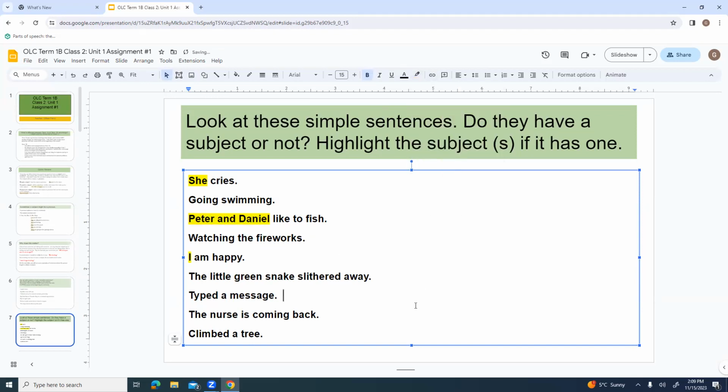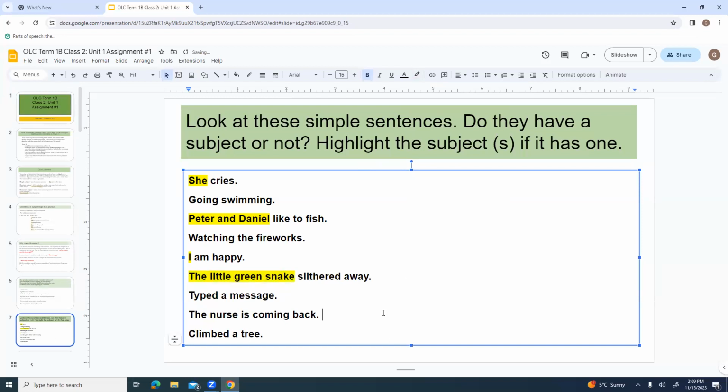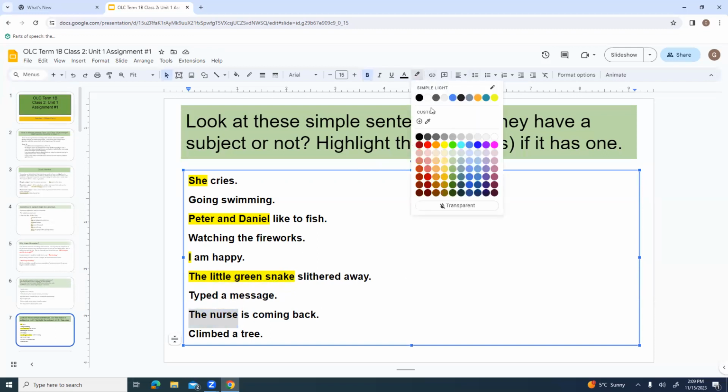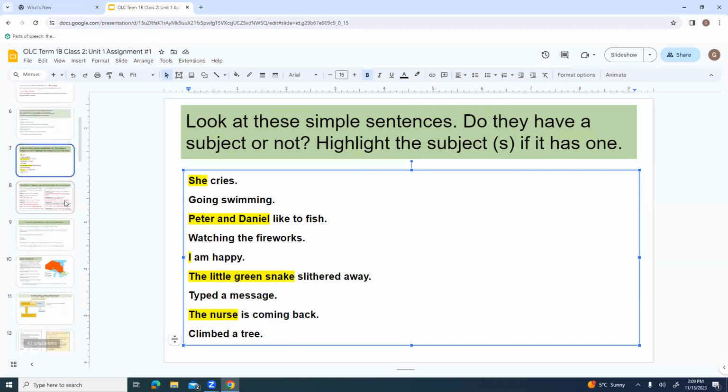The little green snake slithered away. So who slithered away? The little green snake. I'm just going to highlight the whole thing. It's a noun phrase. Just going to highlight it all. Typed a message. Well, who typed a message? We don't know. They didn't tell us. The nurse is coming back. Who is coming back? The nurse. Climbed a tree. Who climbed a tree? Well, we don't know. They didn't tell us. Maybe it was a bear. Maybe the bear climbed a tree.